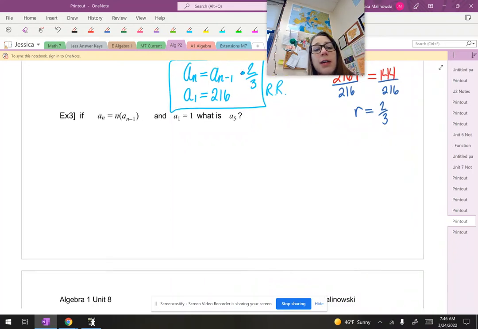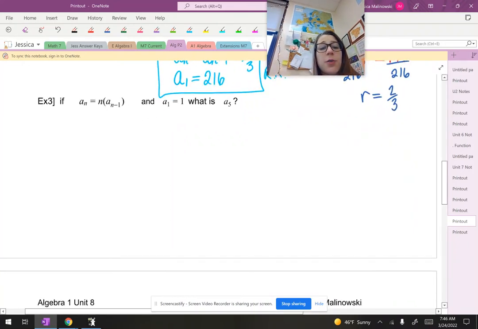All right, last but not least, example 3 here. And notice this one is not asking me to write a recursive rule. This one's just asking me to evaluate a recursive rule, basically what we did last lesson. So this is 8-5, so 8-4.